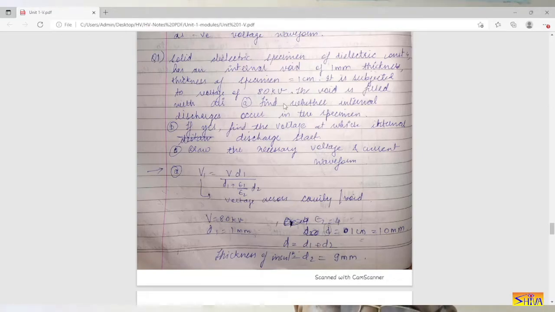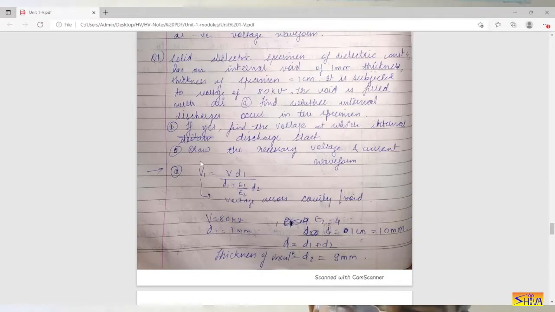First part is, find whether internal discharges occur in the specimen. Second part is, if yes, find the voltage at which the internal discharges start. Third part is, draw the necessary voltage and current waveforms. So just now I had explained this partial discharge phenomena.